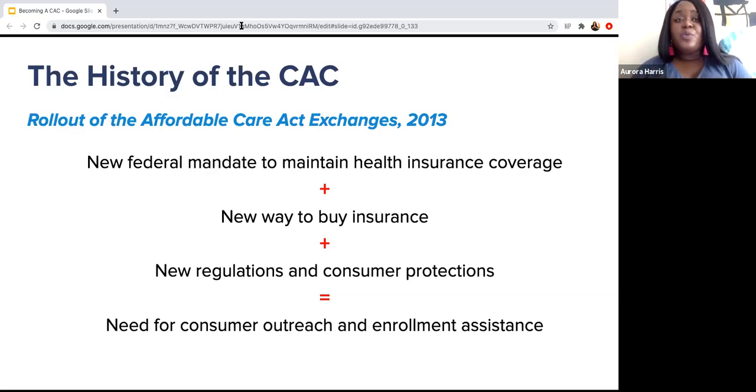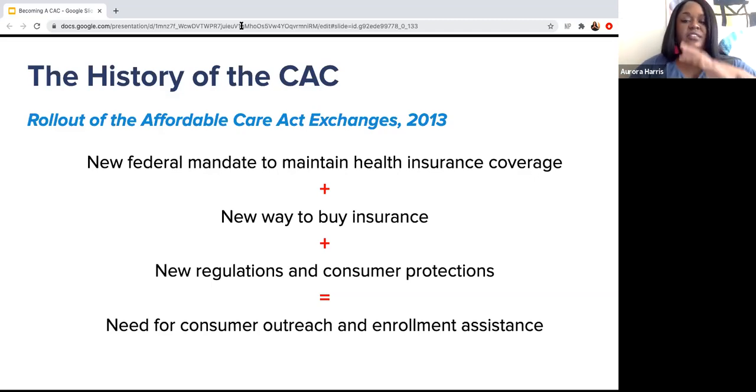Plus, you have this new way to buy insurance. The Affordable Care Act put together these marketplaces on healthcare.gov. This was really the first time that everyday average folks could go on and look at health plans all together, the same way you would shop for a sweater online at Target. You can see all the different sweaters, the colors, the prices. You could do the same thing with health plans. So you had the federal mandate that said you had to have health insurance, and then you had this brand new way of buying health insurance.